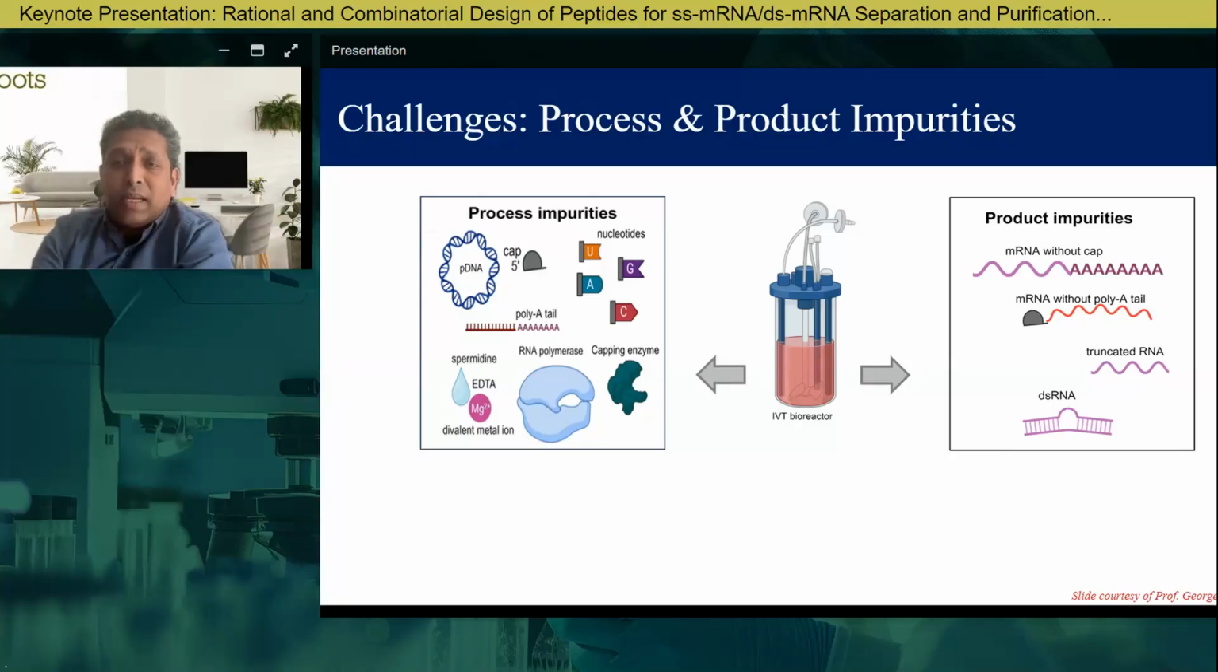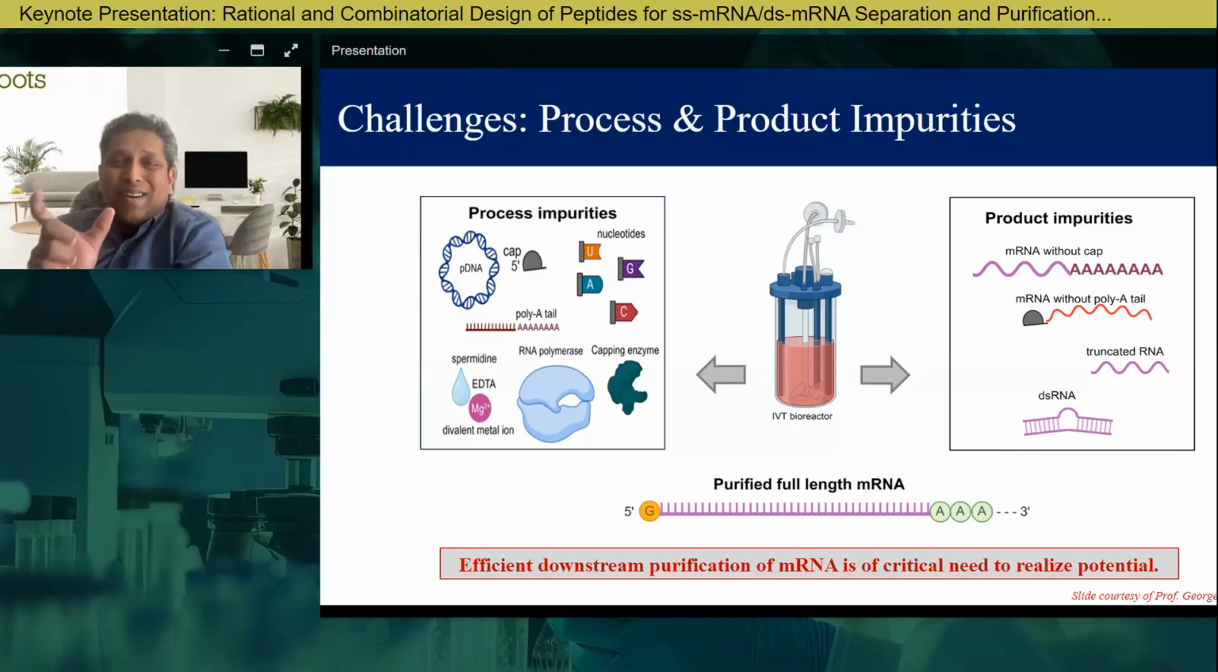And so if your goal really is to make that desired target product, which I'm showing here, I don't know if you can see my cursor, but the purified full-length mRNA, the schematic shown there, you need the 5' cap intact, you need the entire sequence, you need the poly A tail, you need the 3' end. You have to have that entire molecule intact for it to have therapeutic potentials. And there are a lot of impurities that are competing with this molecule, as I mentioned, both from a process standpoint, but also from a product impurity standpoint.